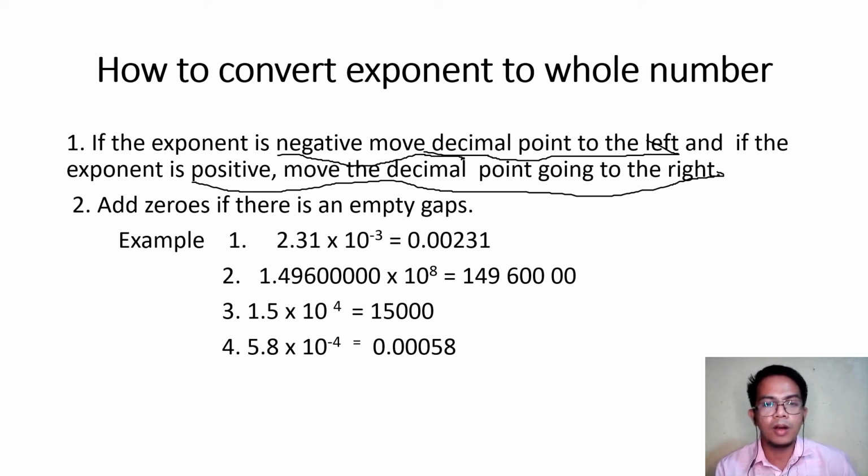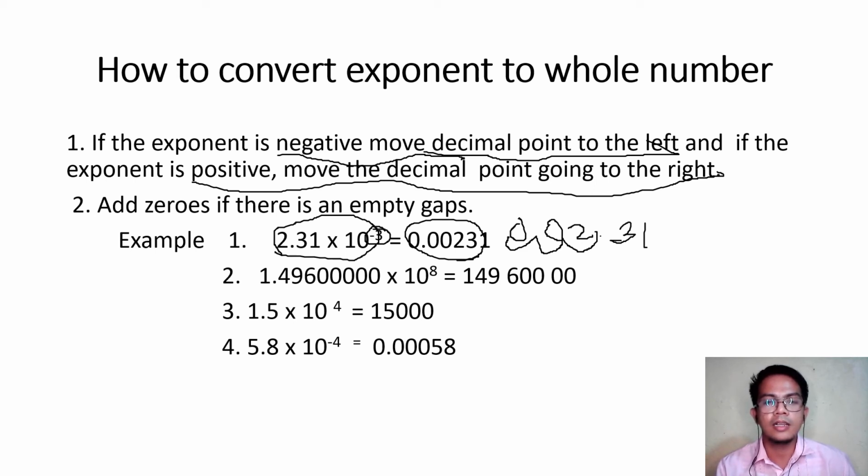So example number 1, the scientific notation 2.31 times 10 raised to negative 3. Negative, so move the decimal point to the left. So 2.31, we have negative 3. So fill the empty gaps: 1, 2, 3. So we have 0.00231.